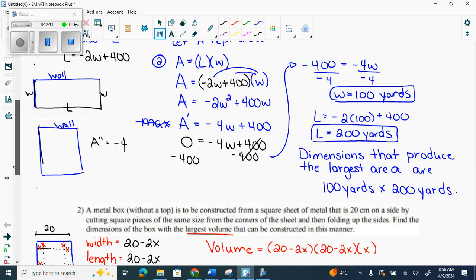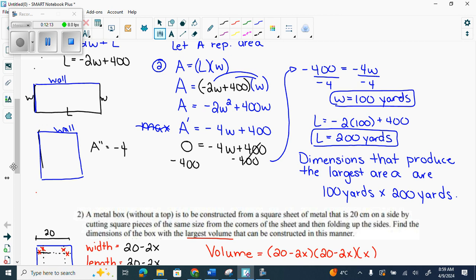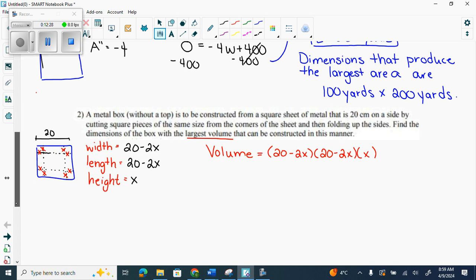How would I get the max area of this one? If they wanted the max area, what would I just have to do? Take 200 times 100, right? I'm going to have 20,000 yards squared, right? Okay, try this.